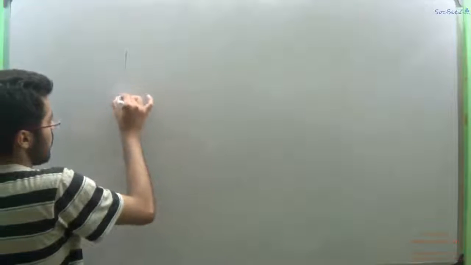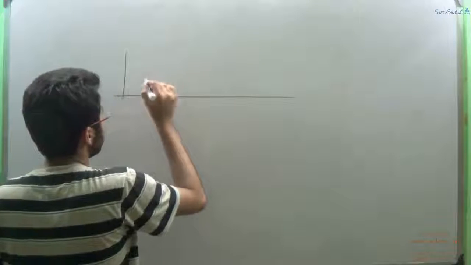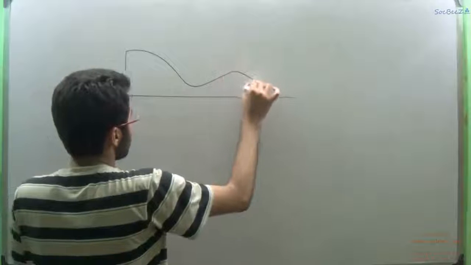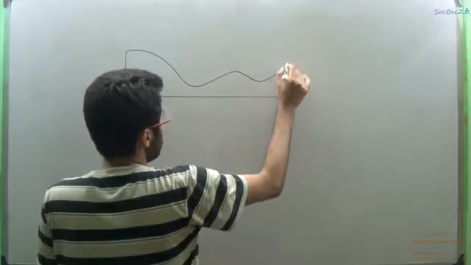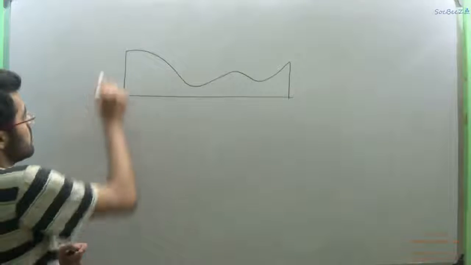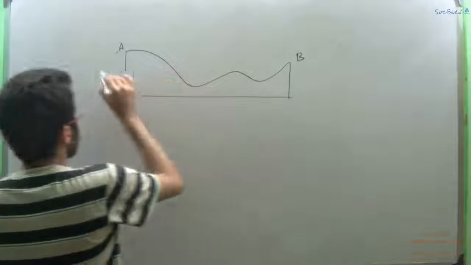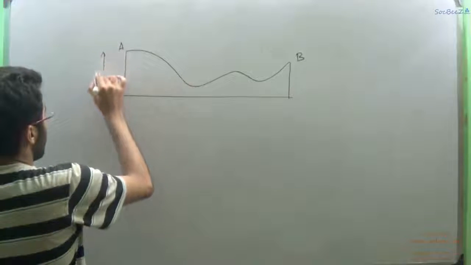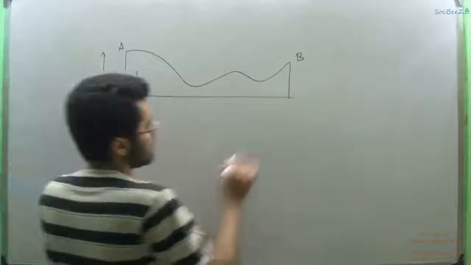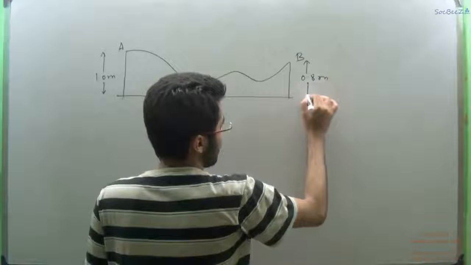Now let's do another basic problem, but filled up with an important concept. Now this is the point A, this is the point B. Its height is 1 meter and its height is 0.8 meter.